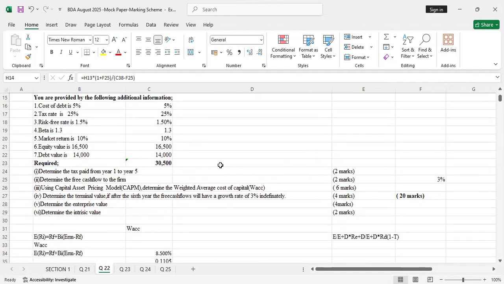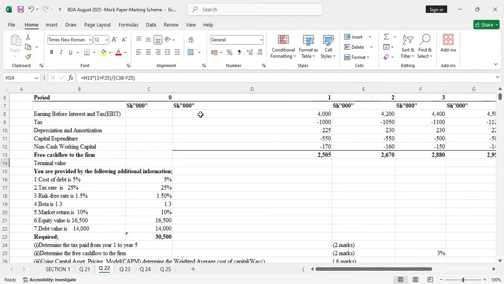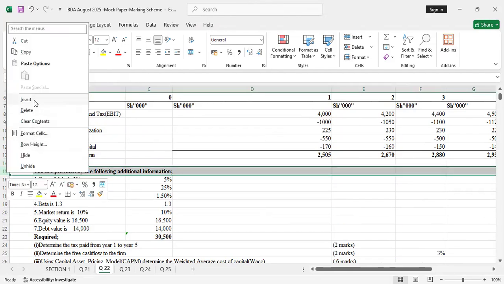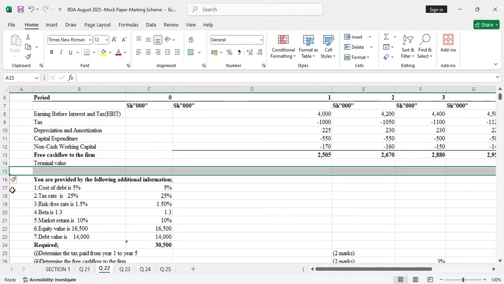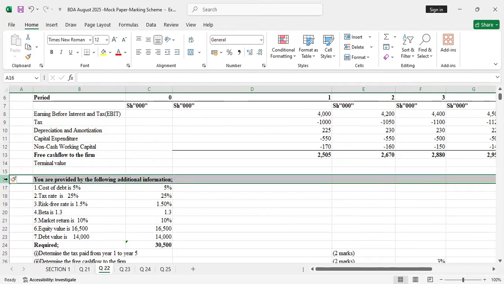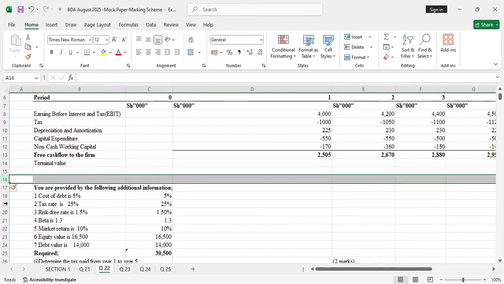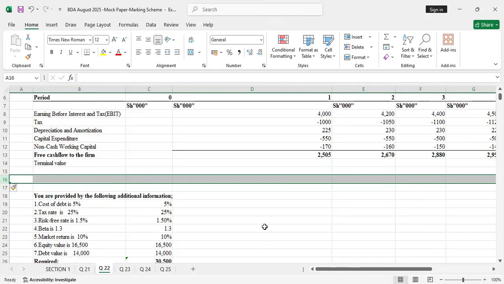Number 5, determine the enterprise value. We can't determine the enterprise value without knowing the total free cash flow to the firm. Therefore, I'll have to insert a row. I'll also have to insert another row. You insert. So that's okay.